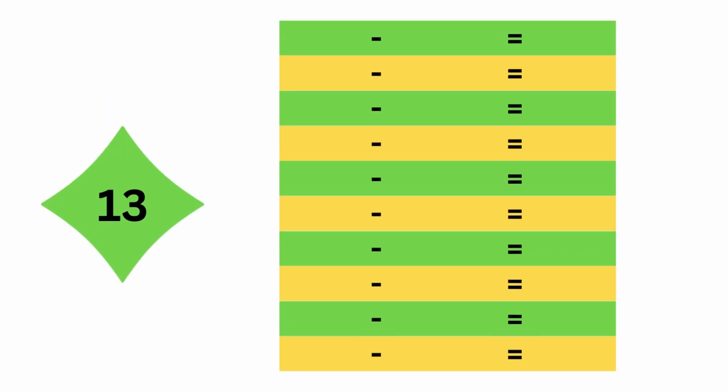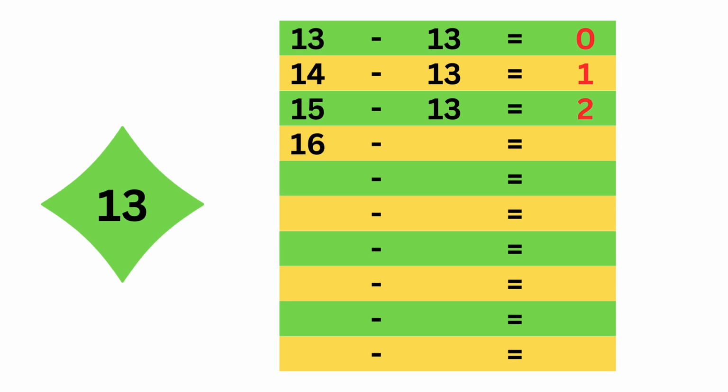Subtraction table 13. 13 minus 13 equal to 0. 14 minus 13 equal to 1. 15 minus 13 equal to 2. 16 minus 13 equal to 3. 17 minus 13 equal to 4. 18 minus 13 equal to 5.